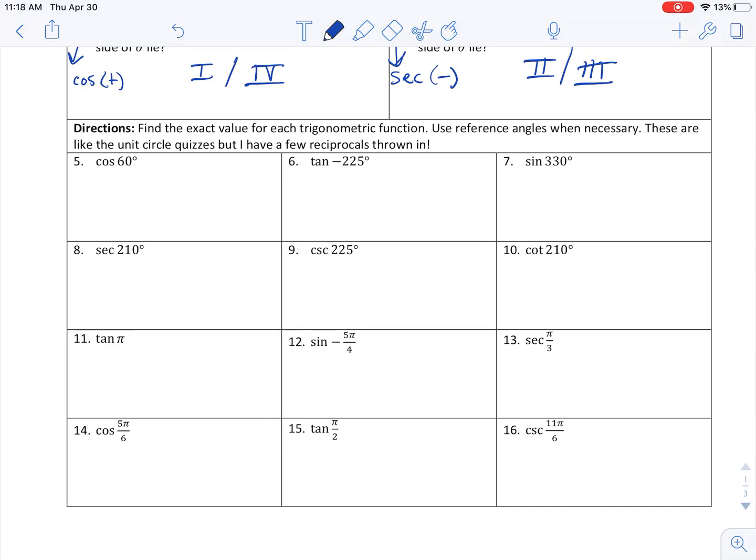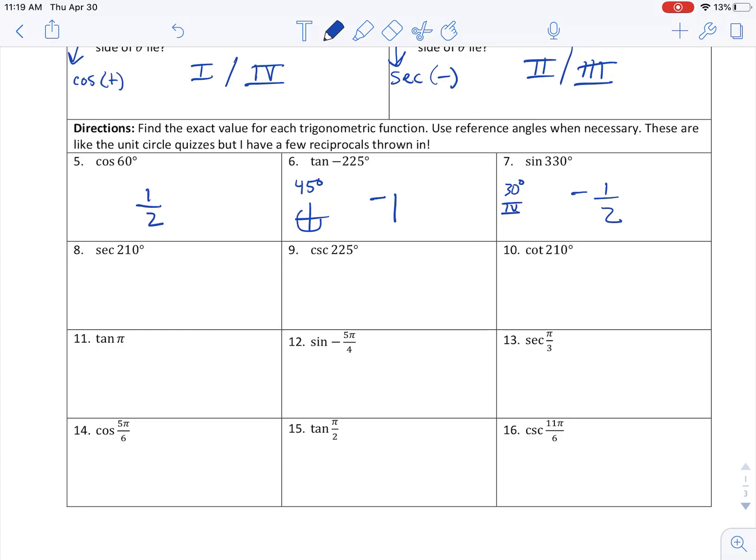Here's some more unit circle practice where you need to know those ratios, know what quadrant you're in, and so on. We've already done some of this together, but here's my thinking. Cosine of 60 is 1/2. 1/2 is in quadrant 1, so it's positive. Negative 225 has a 45-degree reference angle. I know the tangent of 45 is 1, and I know negative 225 is in quadrant 2, where tangent is negative. 330 has a 30-degree reference angle, and I know the sine of 30 is 1/2. 330 is in quadrant 4, and sine is negative.